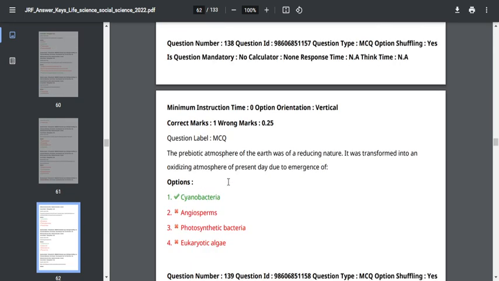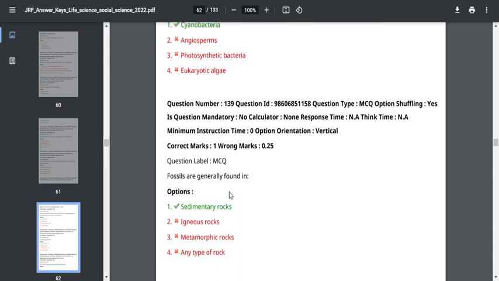Okay. Next, the prebiotic atmosphere of the earth was of a reducing nature. It was transformed into the oxidizing atmosphere of present day due to the emergence of cyanobacteria, which are called blue-green bacteria. These cyanobacteria evolved about 3 billion years ago and perform oxygenic photosynthesis, which means they use water to get hydrogen and oxygen.